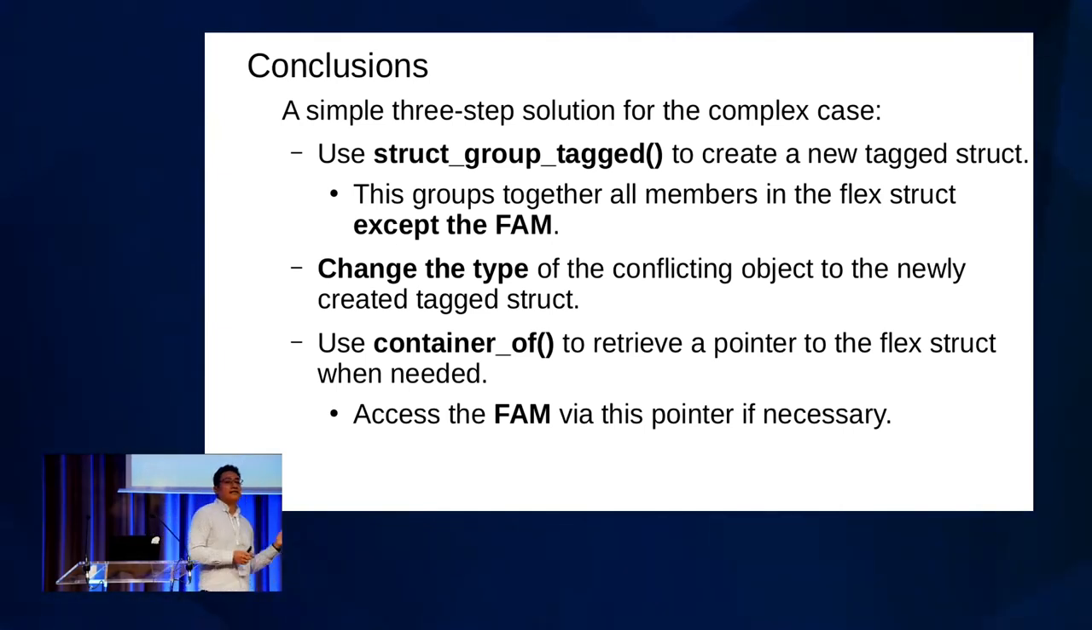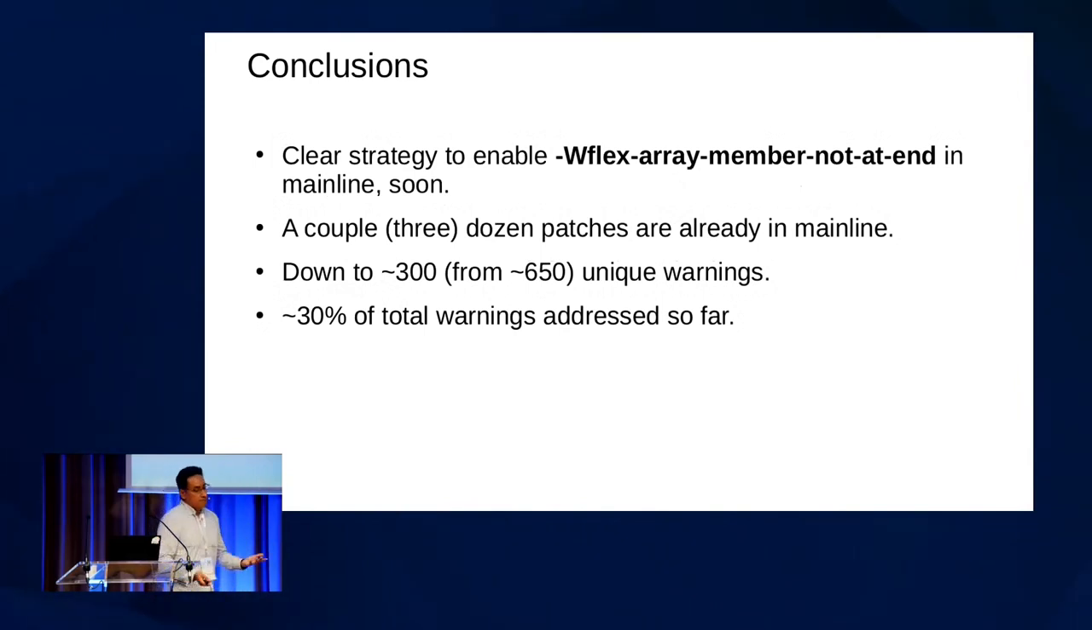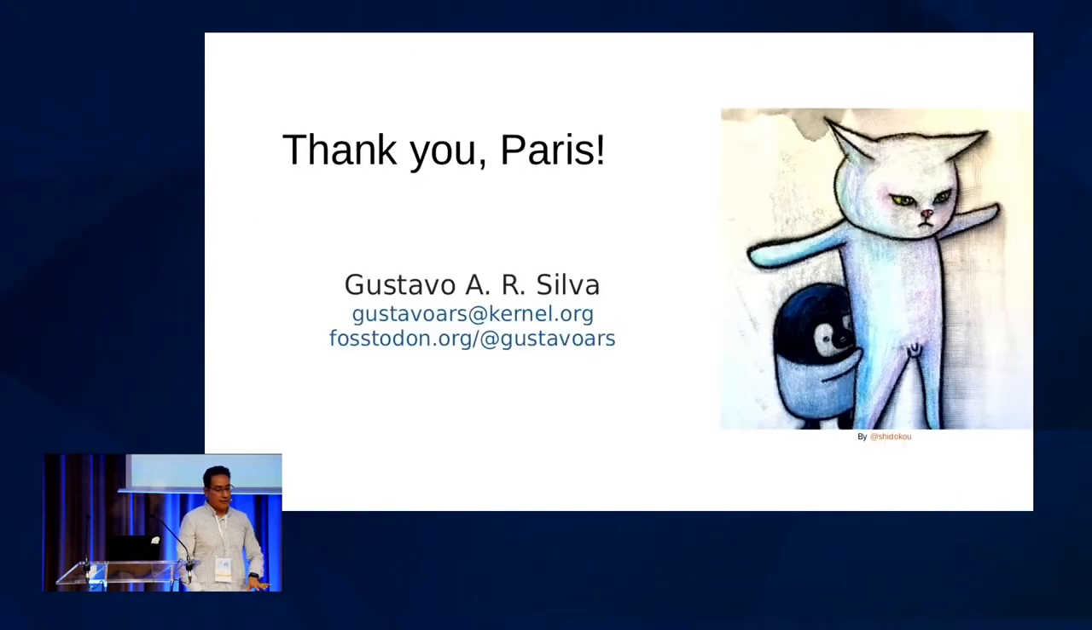Again, ideally, the solution would be case by case. If you know your code and you can help us to place your flexible array members at the very bottom, that's the best possible solution, right? But that's probably another project. And in the case of implicit unions on stack, we can use this couple of helpers. So I think this is a clear strategy on how to address these thousands of warnings. I'm working on this. I already landed like 36 of these patches in mainline, and I managed to get from 650 to basically a little bit more than 300 unique issues, and that accounts for probably 20,000 warnings fixed with these strategies. And with that, thank you.